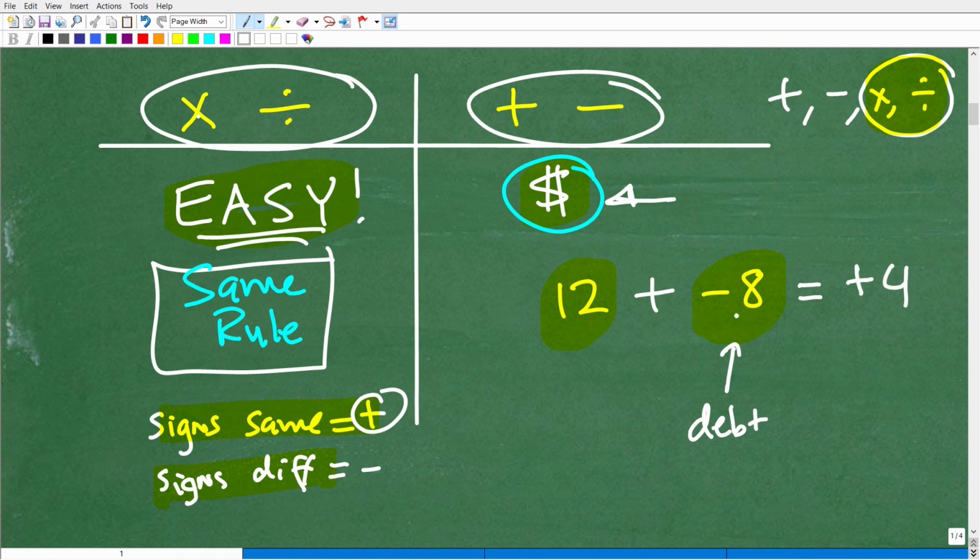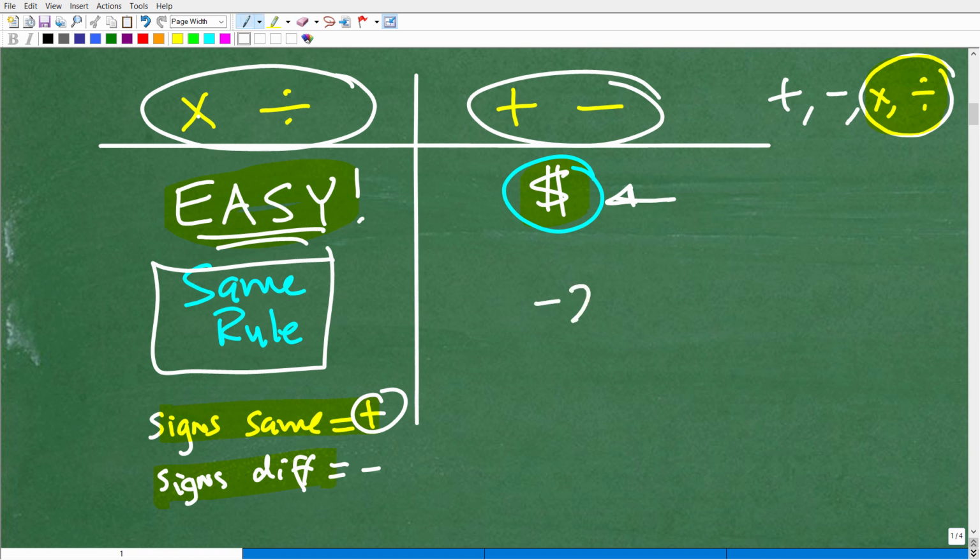So 12 plus negative 8. Again, you subtract the difference, but this is the larger number. It's positive 4. So you don't want to remember these things in terms of a rule. I like to use money as a good model. It just kind of makes sense, right? You have 12 bucks, you just got a bill for $8, you pay that off, so you still have positive $4 left. That's as simple as that. Now let's go ahead and take a look at some more examples.